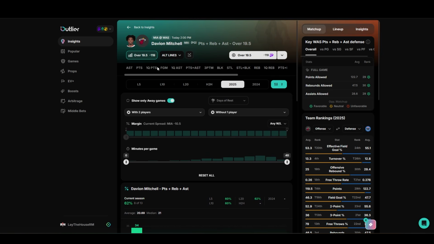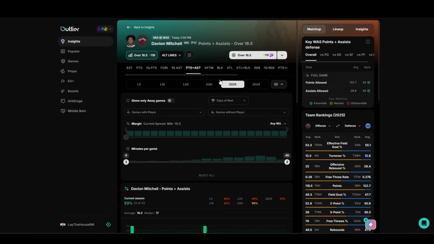Long story short, the best play here out of the bunch is the 16.5 points and assists for Davion Mitchell today. Is this a guarantee to hit? No, nothing's a guarantee to hit. But it is giving you a really good opportunity to hit because it is showing that this number may potentially be too low for the current situation tonight.